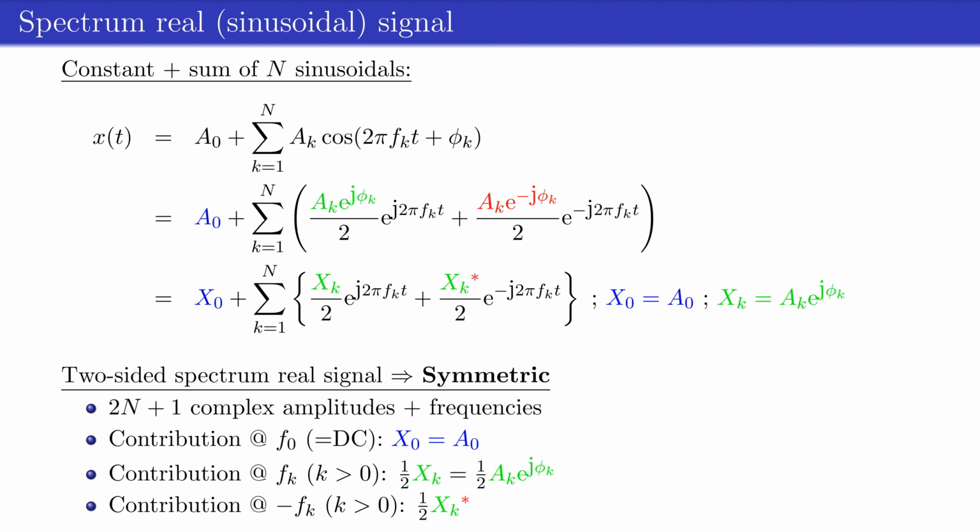This implies that the amplitude of such a real signal is symmetric. The amplitude is the same for positive and negative frequencies, while the phase is anti-symmetric. For negative frequencies, the phase equals minus the phase of positive frequencies.